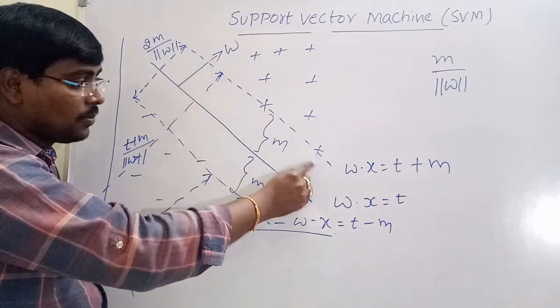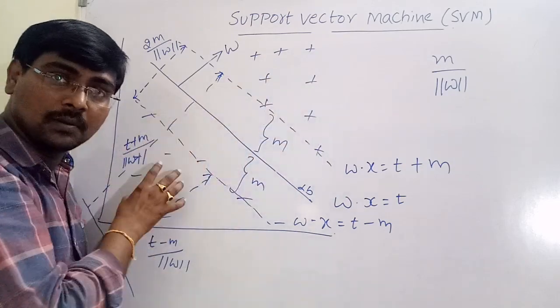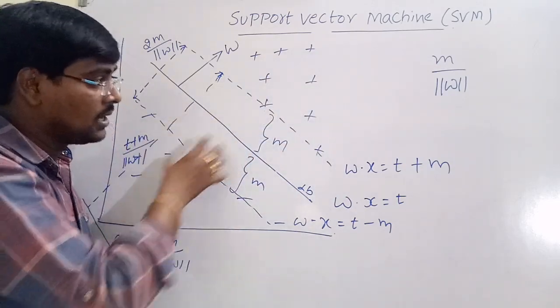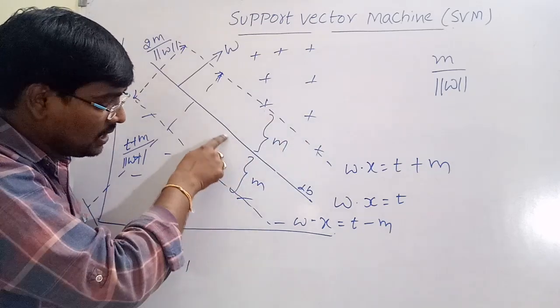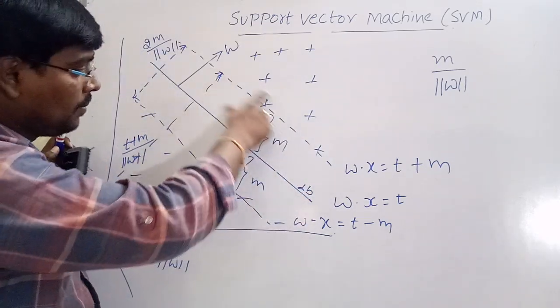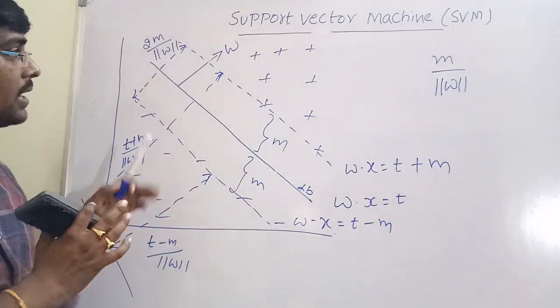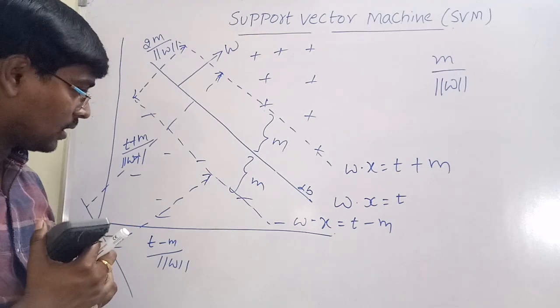This is called support vector. The margin, these are the training examples, positive examples and negative examples. The training examples nearest to the decision boundary are called support vectors. A linear combination of support vectors is called support vector machine. This is the diagram that represents the support vector machine.